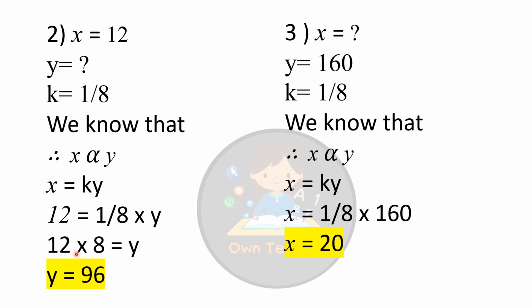So 12 into 8 is equal to y. 12 8s are 96. So y is equal to 96. Cost of apples is 96.